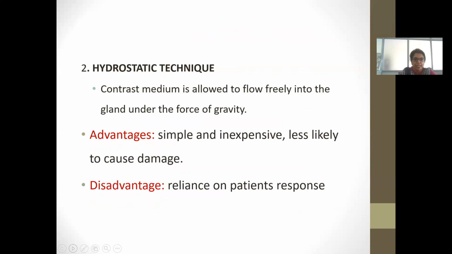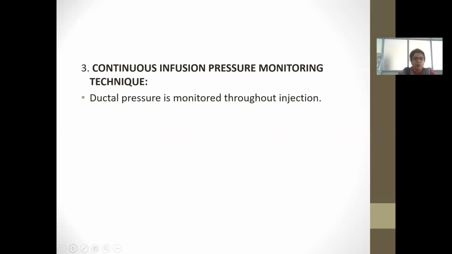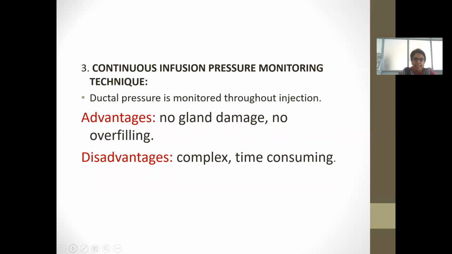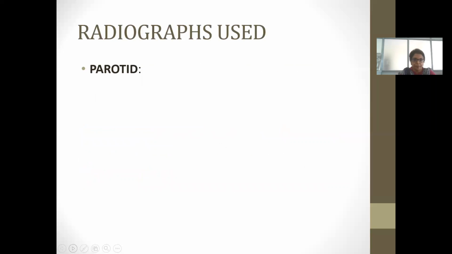The advantage is that it is simple and inexpensive, and it is less likely to cause damage. Again, this is also based upon the patient response, so that is the main disadvantage of the hydrostatic technique. The third one is the continuous infusion pressure monitoring technique. In this, the ductal pressure is monitored throughout the injection. Here the advantage is no gland damage and no overfilling, and the disadvantage is that it is complex and time consuming.